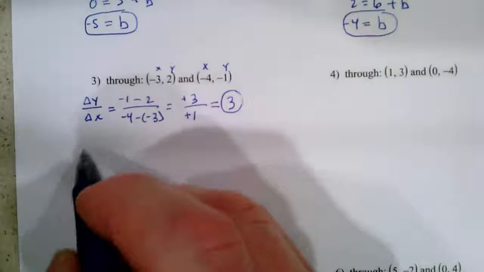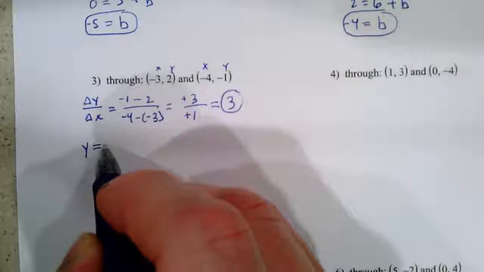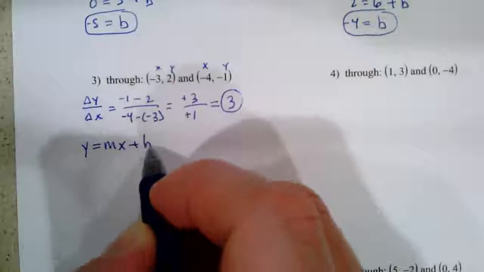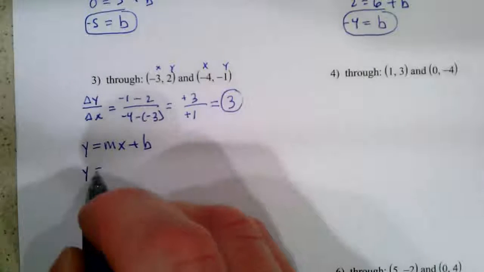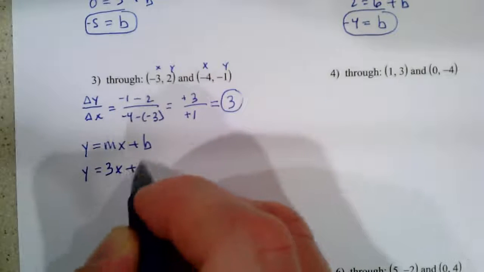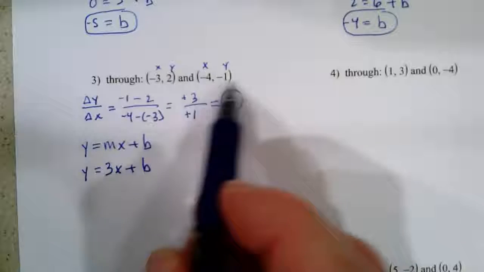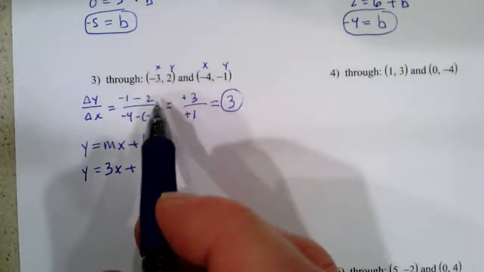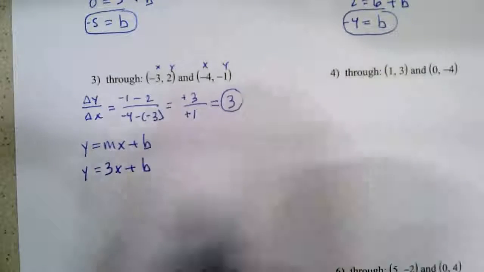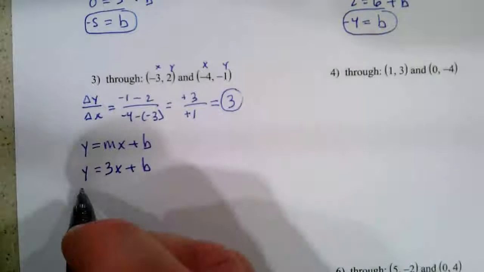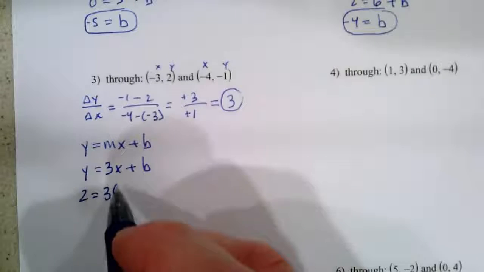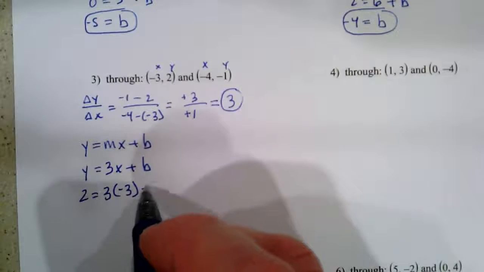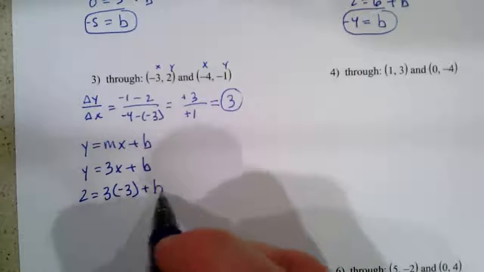Now we're going to find our y-intercept. So y equals mx plus b. We know the m, it's 3, it's our slope. Y equals 3x plus b. Now we substitute one of these points. Doesn't really matter which one. I'll pick this one. No particular reason. Replace the y with the 2. Replace the x with a negative 3 plus b.